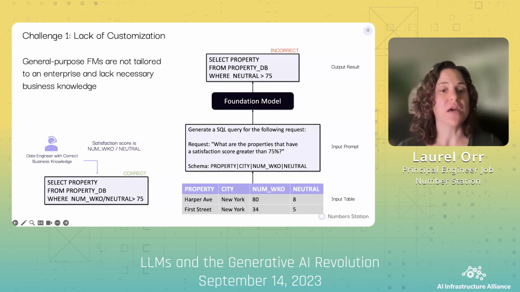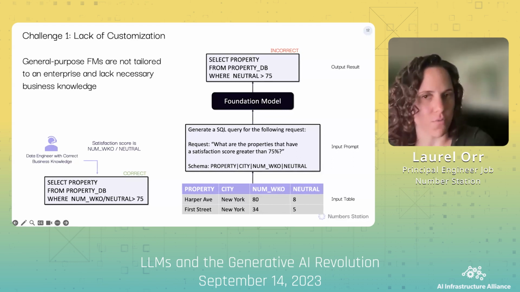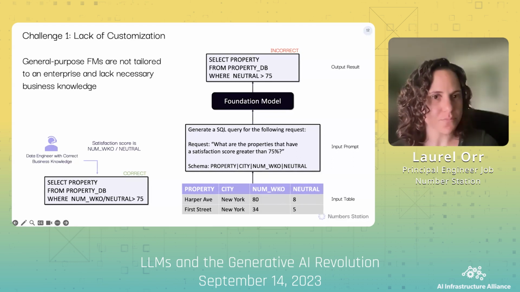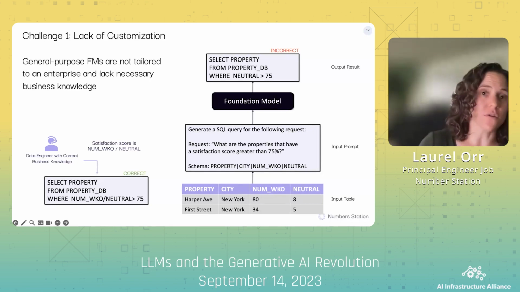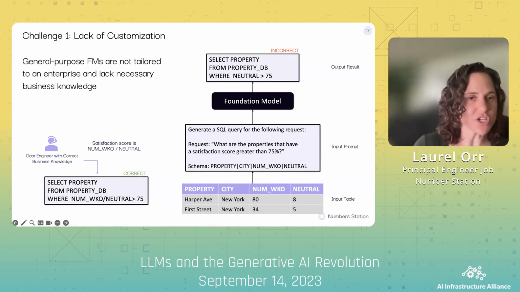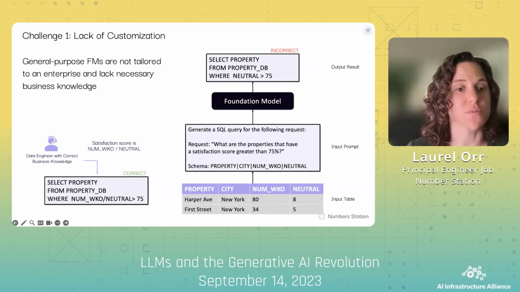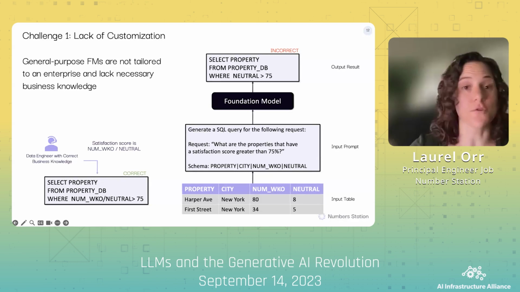So the correct query is going to use this business metric and not just the raw column neutral to get the answer. This lack of customization will lead to very incorrect results when business users ask questions, which can be catastrophic when it comes to actually trying to gain insights into your data. So this is one of the first core challenges that you run into immediately when trying to use foundation models.